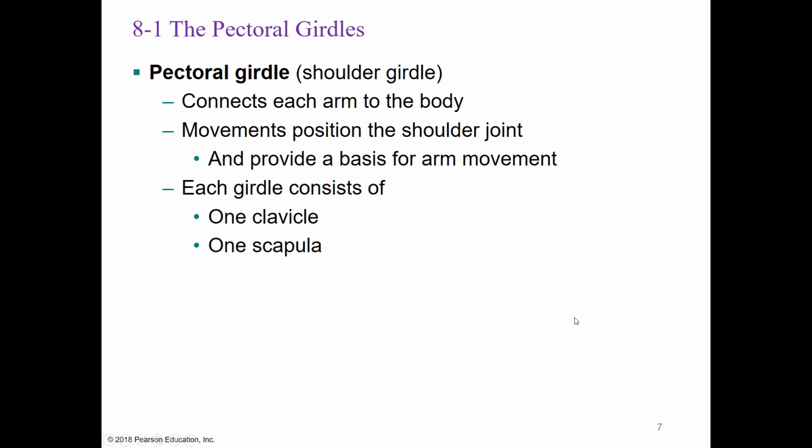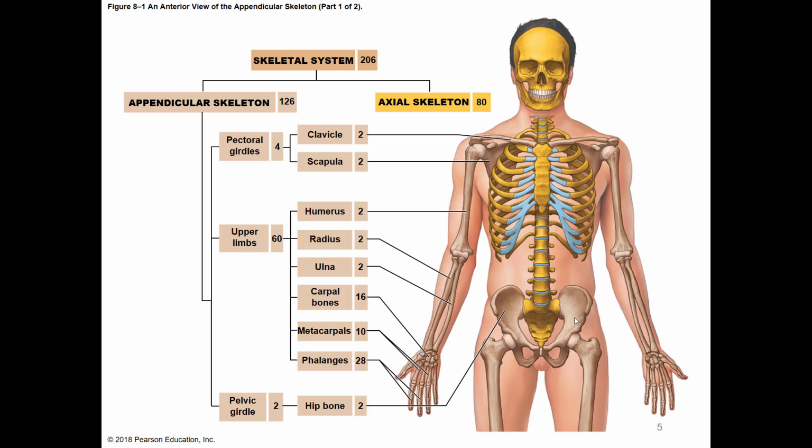So let's start first with the pectoral or shoulder girdle. The pectoral or shoulder girdle is responsible for connecting your arms to your body. The movements position the shoulder joint, and it gives a great basis for arm movement because of muscle attachments. Each girdle consists of one clavicle and one scapula. So reviewing, the clavicle would be the collarbone, and the scapula would be the shoulder blade.